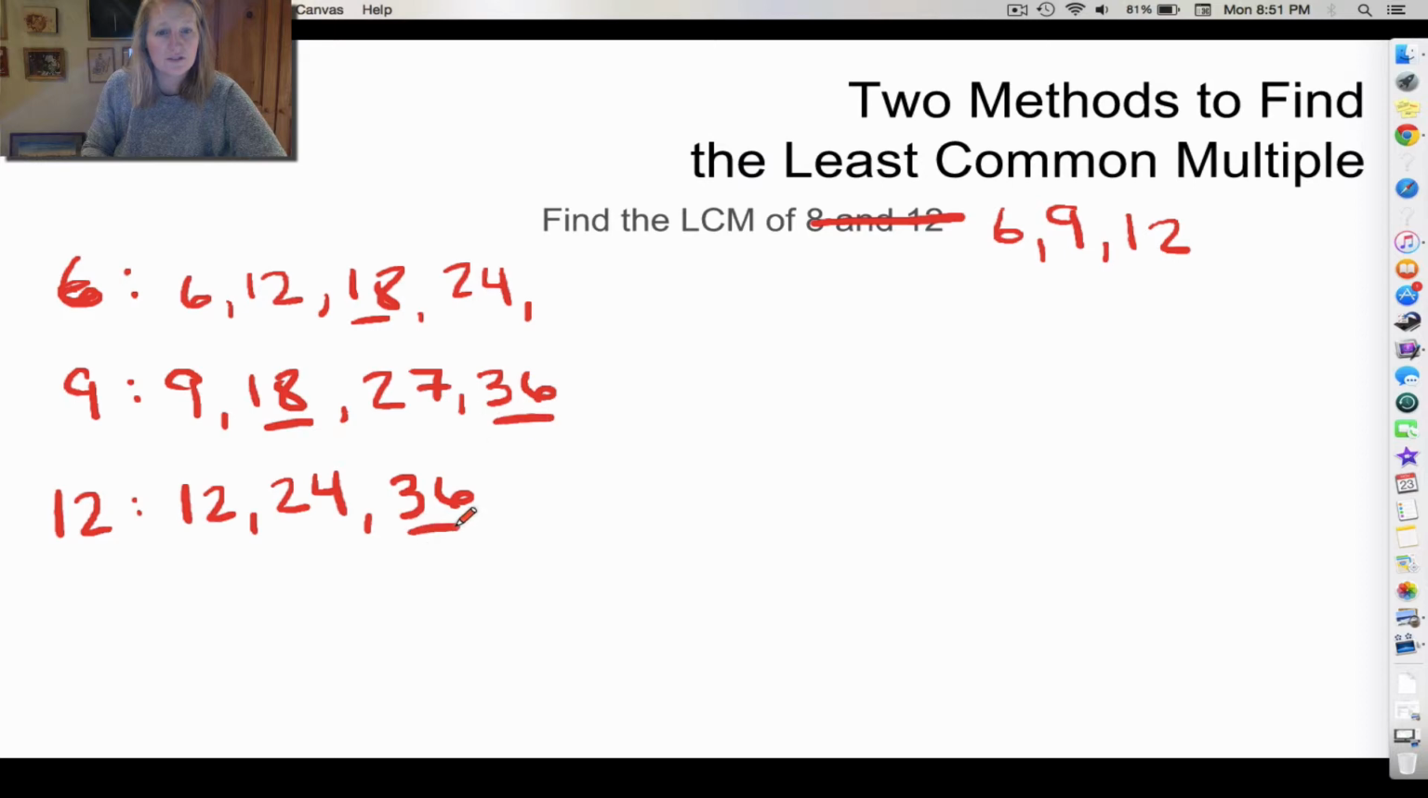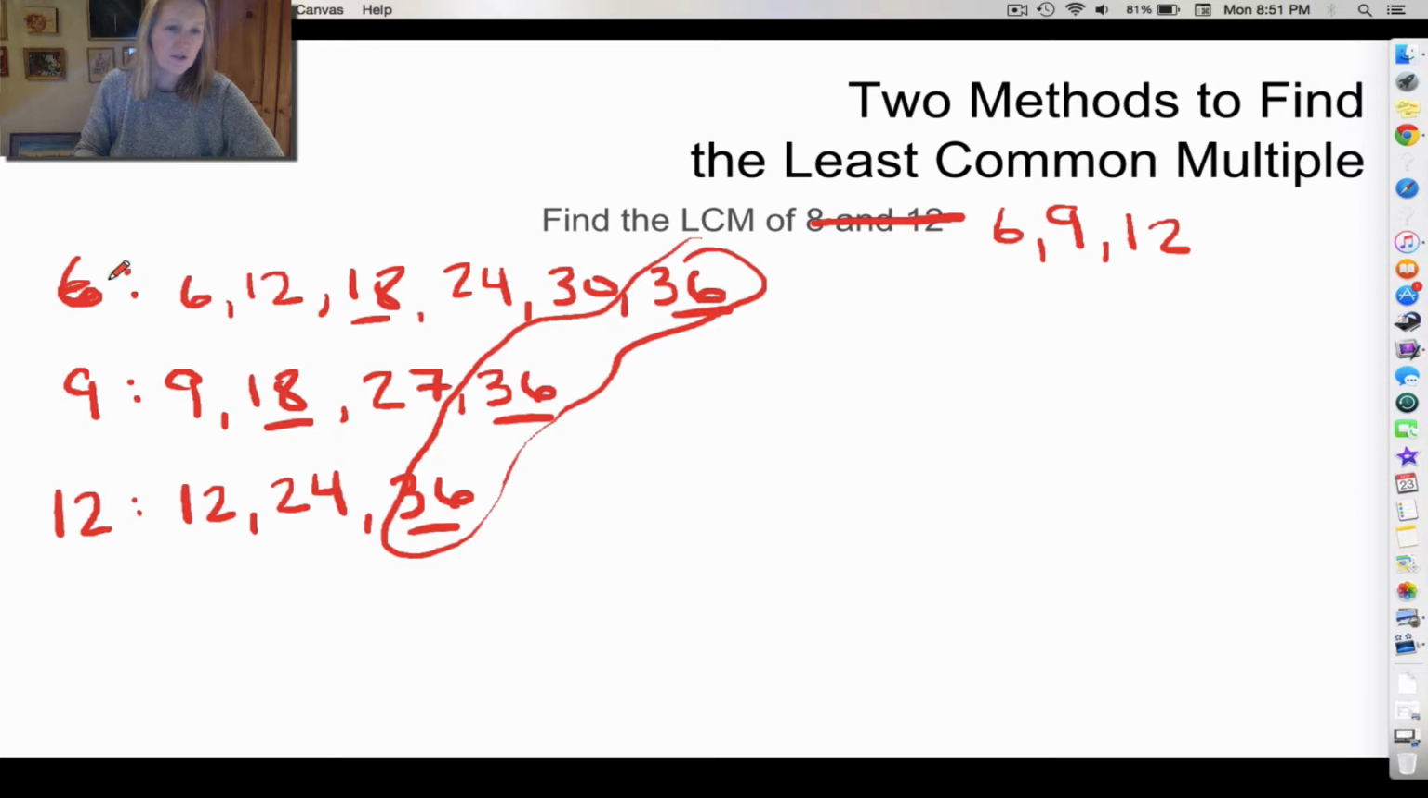Oh, so 36 and 36. Let's see if 6 goes into 36. So 24, and then 30, and then 36. So there you go. Okay, so kind of a more methodical way of finding it. But 36 would be your least common multiple for 6, 9, and 12. Okay, so remember those. They're in your notes now.